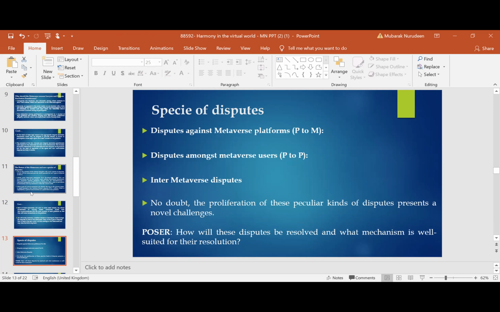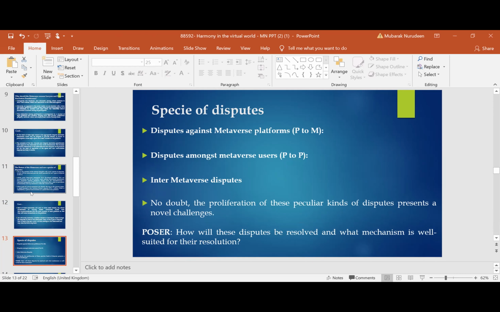Now, how can a dispute against the metaverse platform exist? I give you an instance. For instance, you purchase a landed property within the metaverse space, and after a week, that metaverse space perhaps goes bankrupt and dissolves. So, what remedy do you have against such a metaverse space after investing a lot of cryptos into buying that asset within the metaverse space?